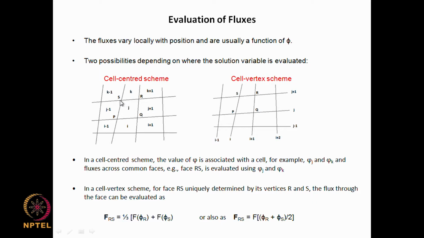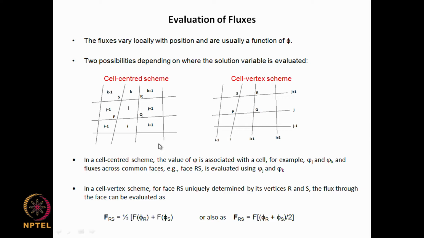If I need to know the value at S or PQRS, then I will get it by interpolation from these cell centered values, and here you are saying that I evaluate the variable value only at these vertices. If there is any need for evaluation of phi at any other point, I do it by interpolation.